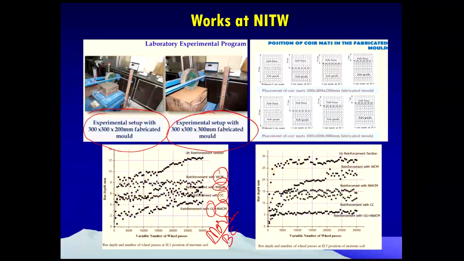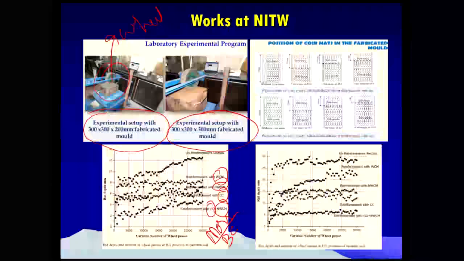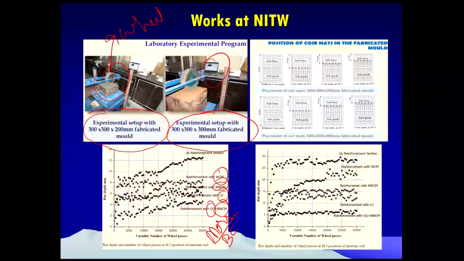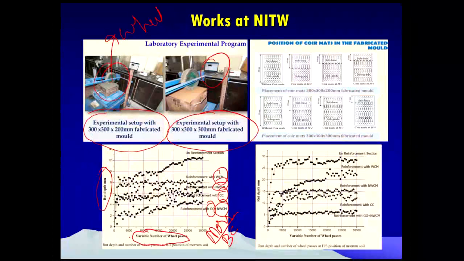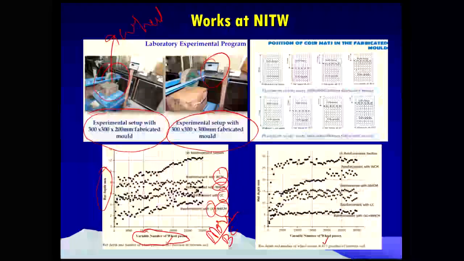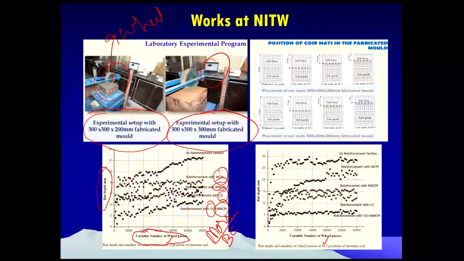And this is the equipment called a wheel tracking device, attached to a computer system, and it moves backward, forward, backward, forward. You can see here the typical results. We are trying to establish the rutting potential and the number of wheel passes. This is the rut depth against the number of wheel passes at the h by 2 position, and this is the h by 3 position in the mold.